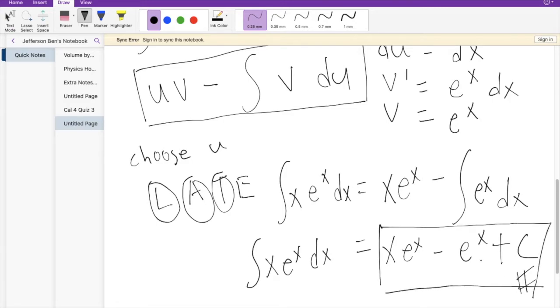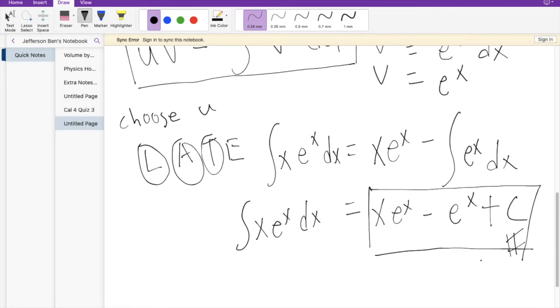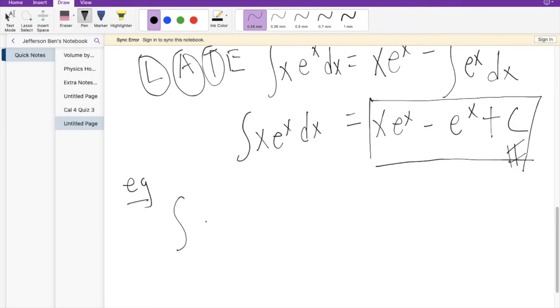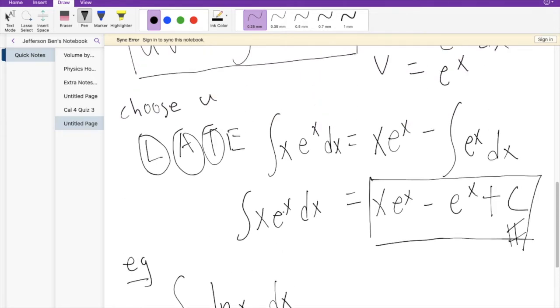Okay, so this is how you solve an integral using integration by parts. So let's give an example. We can start with an example. Another example will be the integral of ln x dx.